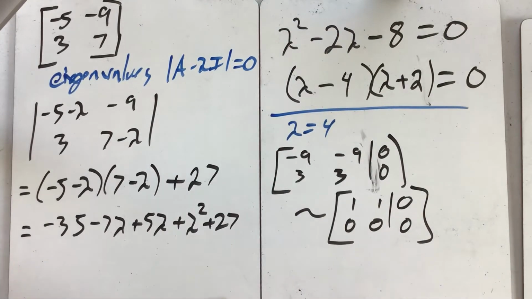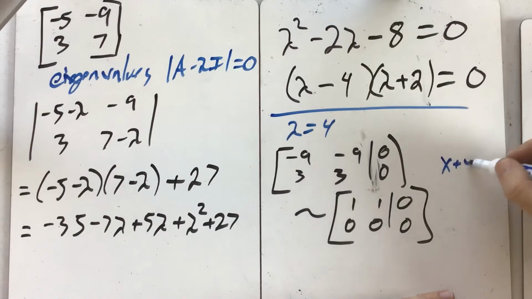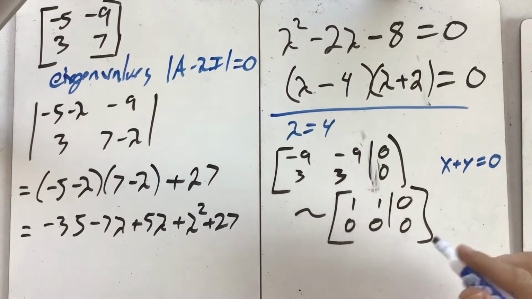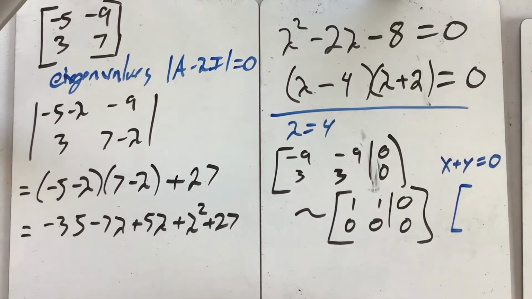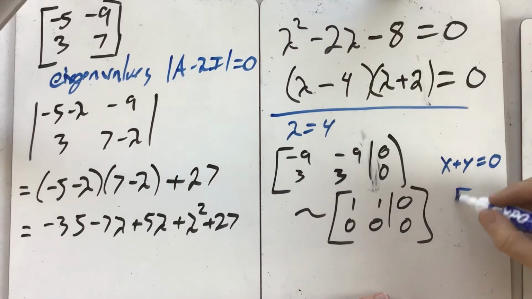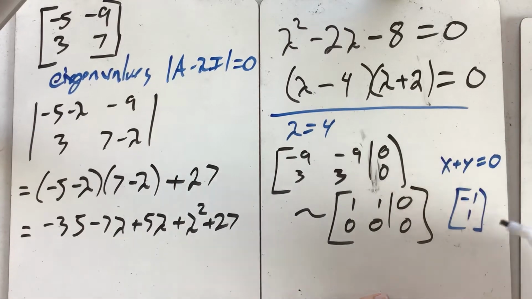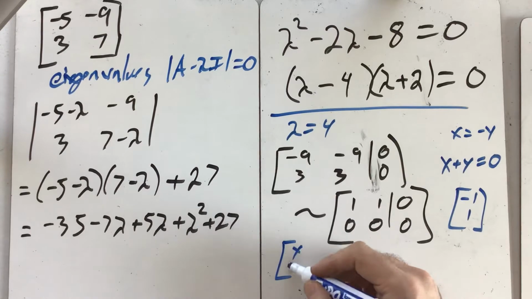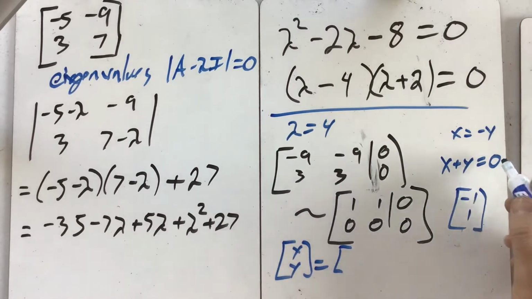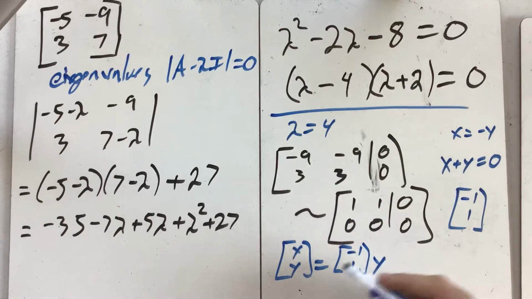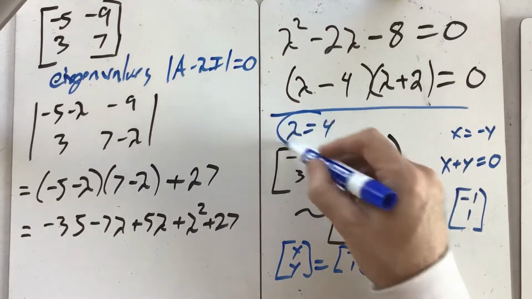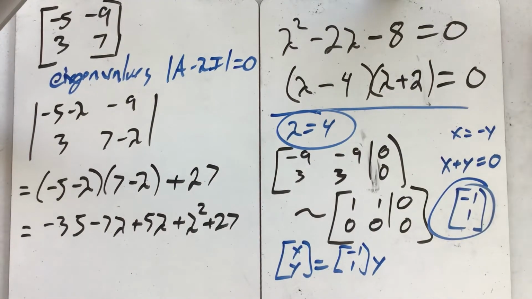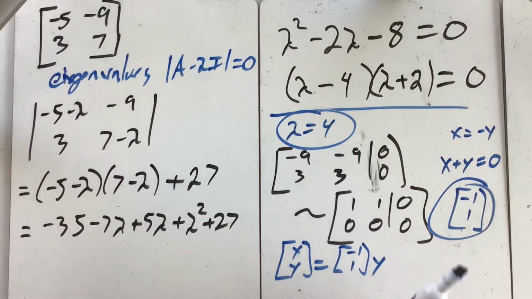This is nice because this means x plus y equals 0. That means my solution is that x equals -y. So my solution is either 1, -1 or -1, 1 because x equals -y. I could write that out down here for you. So we get (x, y) equals, x is -y, so -1, 1 times y. That looks like a pretty reasonable eigenvector. So here's my eigenvalue 4, and my eigenvector of 1, -1. Okay, let's try the next one.